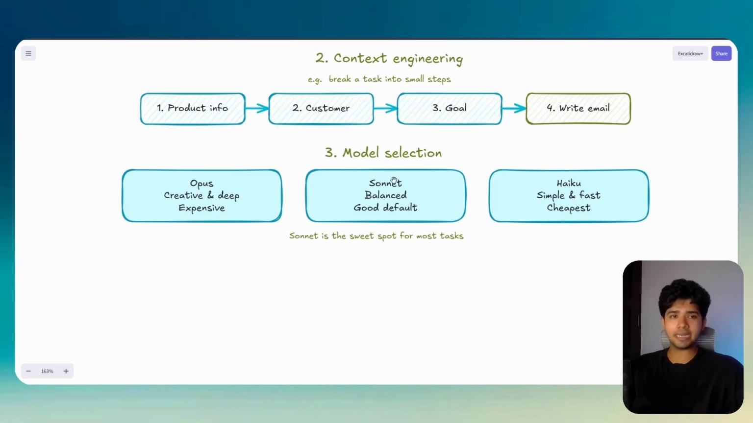And the next one is Sonnet. This is a perfect balance between the best model and the least best model, and this is a good default that you can use. The last one is Haiku, which is the simplest and the cheapest model. It's fast and can be used for tasks that don't require much creative energy. So in your day-to-day work, Sonnet does the work and is a sweet spot between the two.